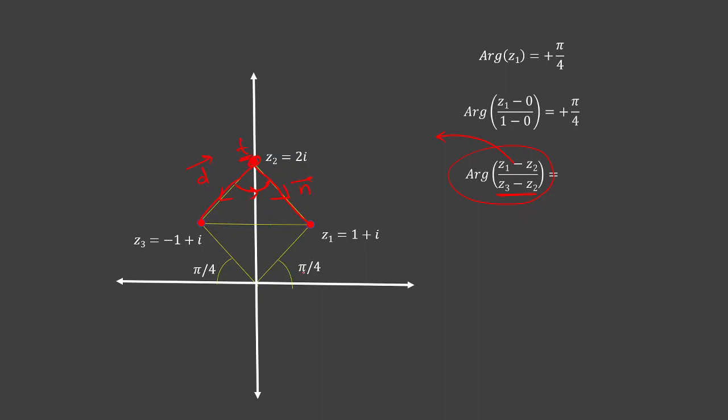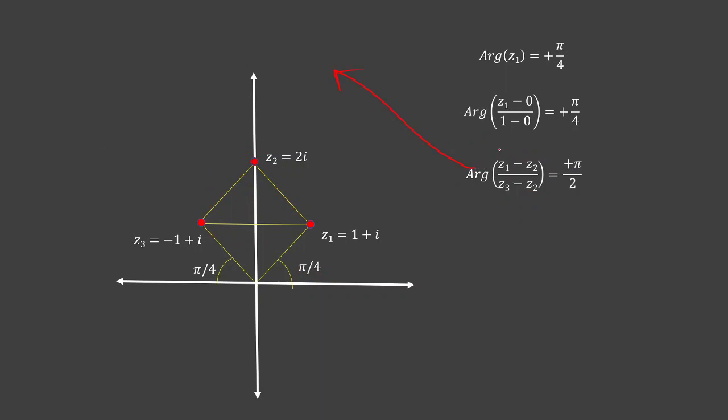This angle you can figure out, because this is pi by 4. All these right angle triangles here, they are right angle isosceles triangles. That's why this is 90 degrees. So this will be plus pi by 2. You can also verify this result if you don't believe me.